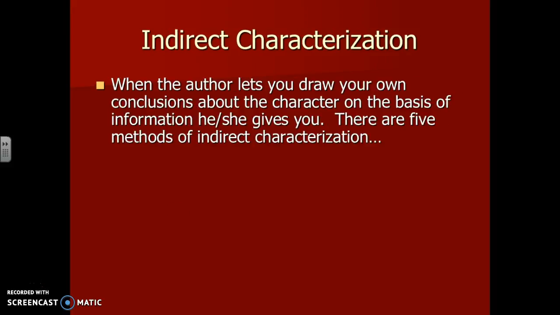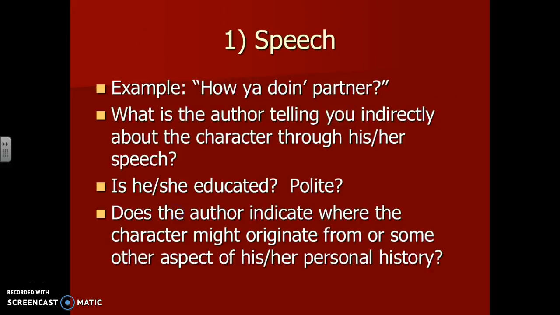Now, indirect means that you have to draw your own conclusions based on information that the author or the character gives you. And there are five methods of indirect characterization. Okay, these need to somehow apply within your note card. So we can find out through speech: "How you doing, partner?" By the author telling us this, we find out the education level, the level of politeness. What type of character is this? What personal history do we have here?